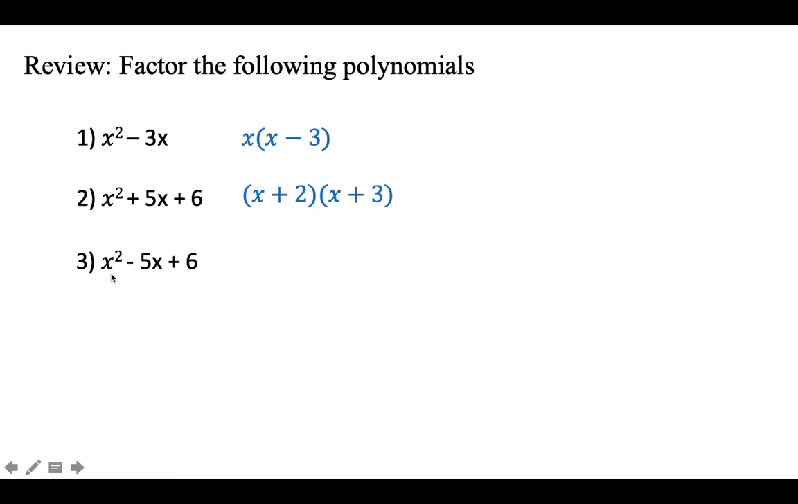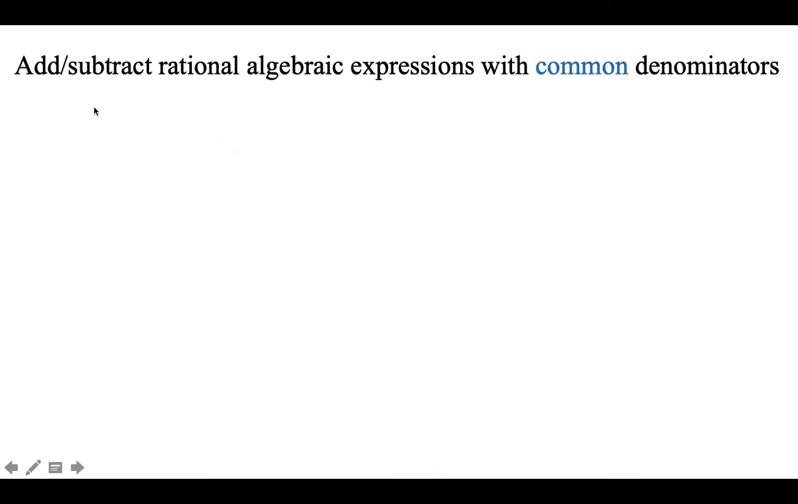For given number 3, x squared minus 5x plus 6, the factors are quantity x minus 2 times quantity x minus 3. For given number 4, it is a difference of two squares. So the factors are the same terms, but only the signs are different. You need to recall these lessons because mastery in factoring polynomials is an advantage for you to understand this lesson on how to add or subtract rational algebraic expressions.